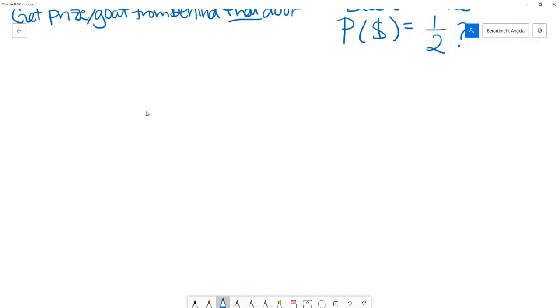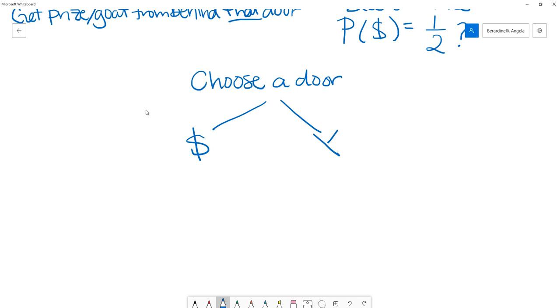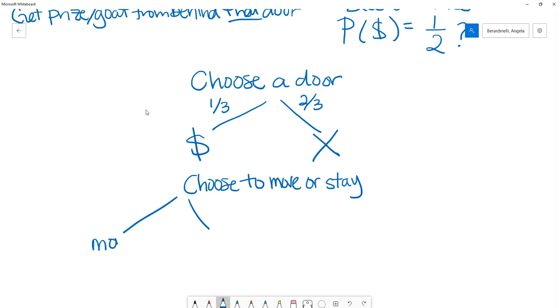So I'm going to make a decision tree essentially for what could happen. So first I'm going to choose a door. And here I could have chosen the money, or I could have chosen a goat. The probability that I chose the money is 1/3. As we talked about before, there's 1 out of 3 doors with money. And the probability that I chose a goat originally is 2/3. There's 2 doors with goats out of 3. Then we choose to move or stay. So move or stay from each of these.